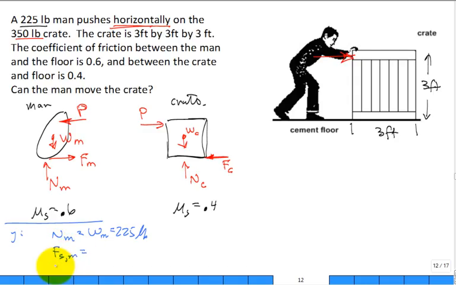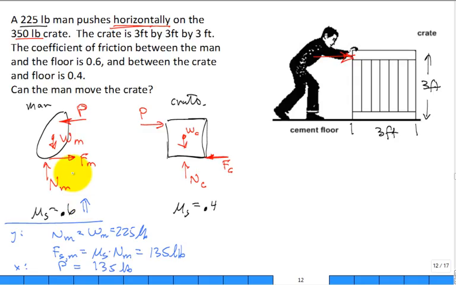Once I have that, I get the F sub s of the man. That's the maximum frictional force that the shoes can exert when the man's pushing the shoes on the concrete. That becomes 0.6, mu sub s, times N sub m. And so what does that roll in at? 135 pounds. If somebody has a calculator, can they double check me? Thank you very much. Perfect. So now we know that that is true. You do the sum of the forces in the x, and you conclude that P is a maximum of 135 pounds. If you did get this to increase, you could push on the crate with a greater force.